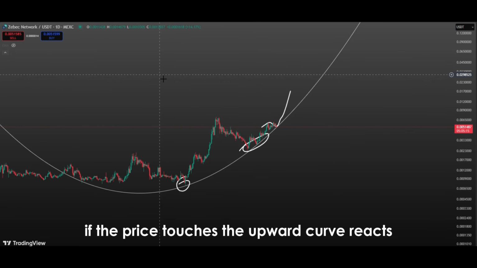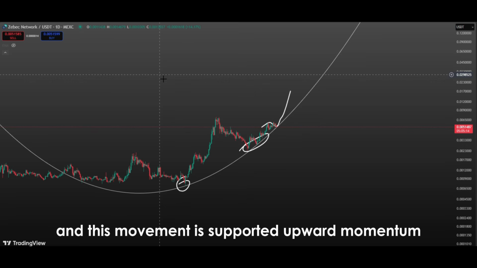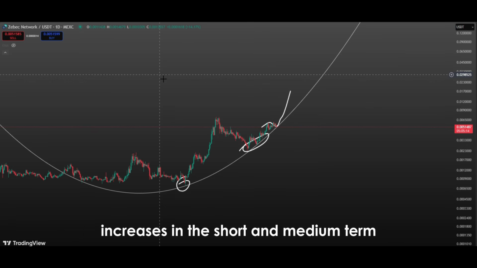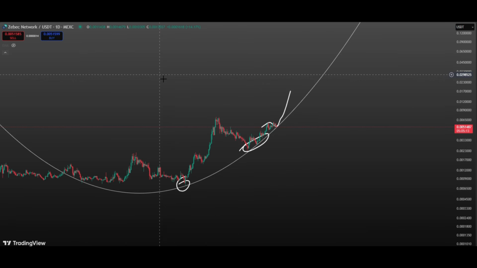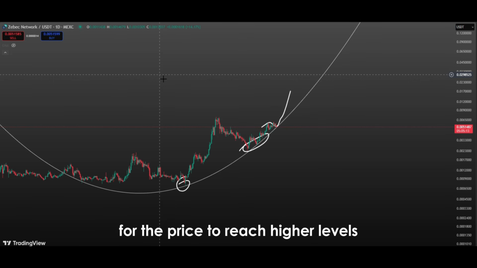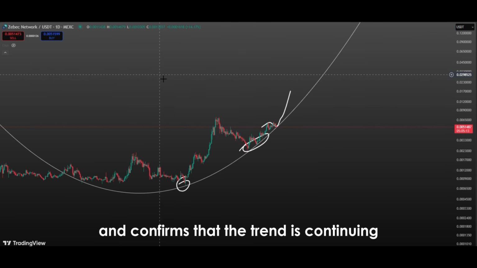If the price touches the upward curve, reacts, and this movement is supported, upward momentum increases in the short and medium term. This momentum leads to the testing of new resistance levels and strengthens market momentum. In this way, it becomes possible for the price to reach higher levels and confirms that the trend is continuing.